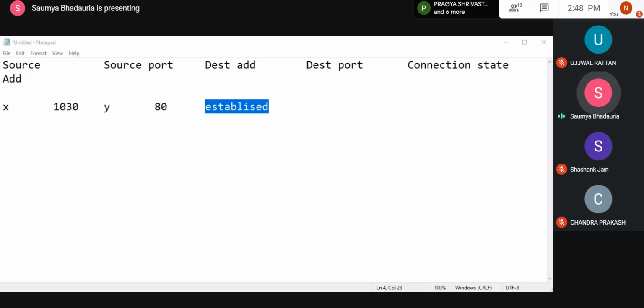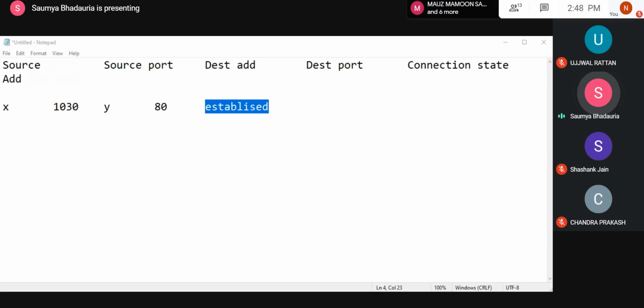The final one is the circuit level gateway. Same case here also. A circuit level gateway is a standalone. It sets up two connections, one for an inside user and the other for an outside user. Again, it would relay the TCP connection in some cases.